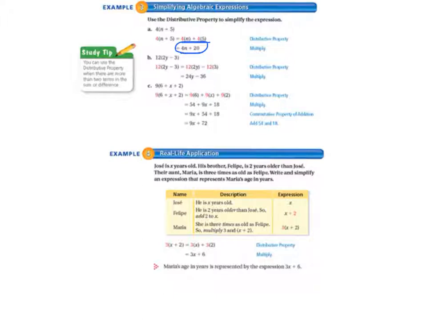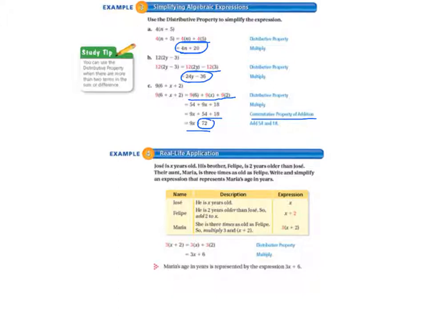And letter B, we're doing the same thing. We're multiplying the 12 times everything that's in the parentheses. So 12 times 2y minus 12 times 3 equals 24y minus 36. And letter C, 9 times 6 plus x plus 2 equals 9 times 6 plus 9 times x plus 9 times 2. So the 9 gets multiplied by everything inside the parentheses. 9 times 6 is 54 plus 9x plus 18. And then we can simplify that further by using our commutative property of addition and moving the 54 plus 18 next to each other, and then adding those two together to get 72. So we end up with 9x plus 72.